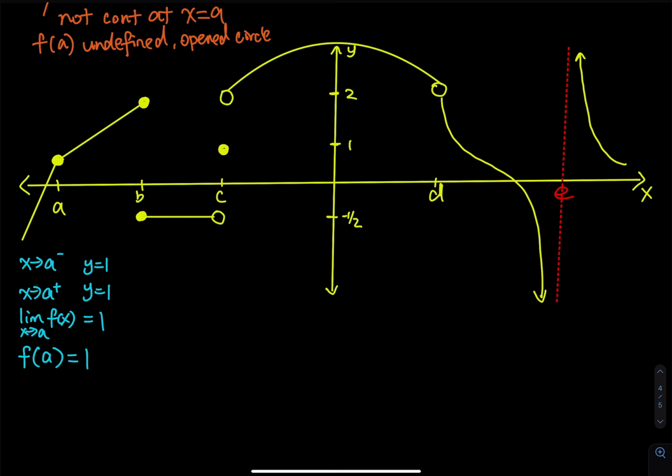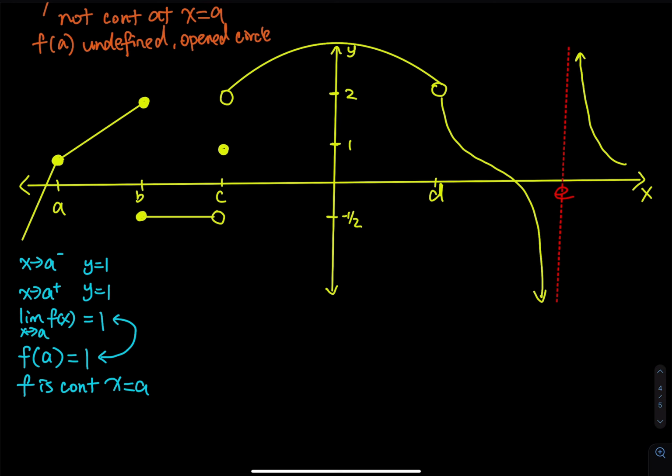And let's take a look. The point and the limit are exactly the same. That means the limit is equal to the solid point. Coming from the left, we stop at that point. Coming from the right, we stop at that point. And that point itself is a solid point. So the conclusion is f is continuous at x equals A.